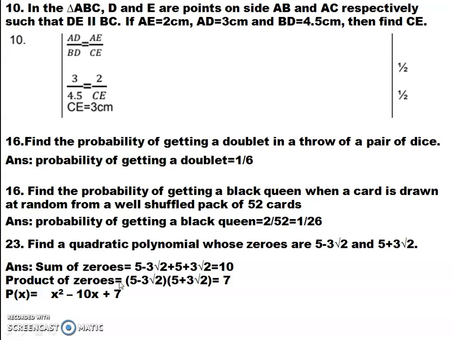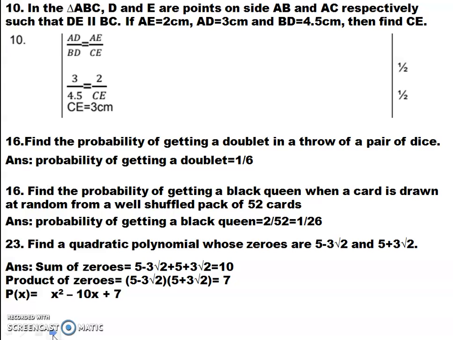So here, minus 10x. Why? Because minus b by a, that minus is coming here. Here c by a is 7. So the polynomial is x square minus 10x plus 7. So what is the important point that you learn here? Sum of zeros, alpha plus beta, is equal to minus b by a. Product of zeros, alpha into beta, is c by a. That is the condition which you use here.